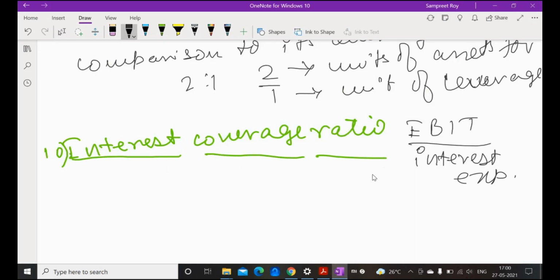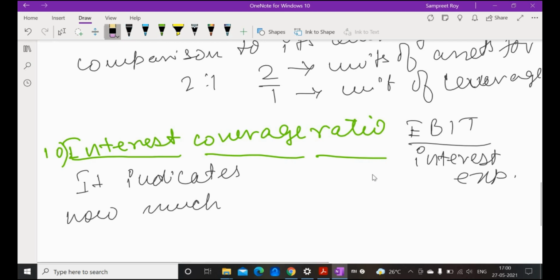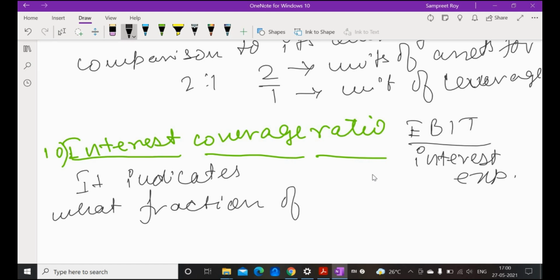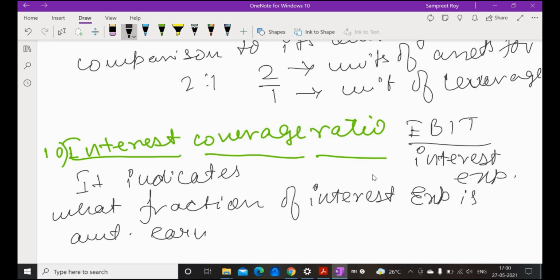Right. So hope you understood. It indicates, now that we know EBIT is also called operating income, so I can write it as: it indicates what fraction of interest expense is amount earned as operating income.